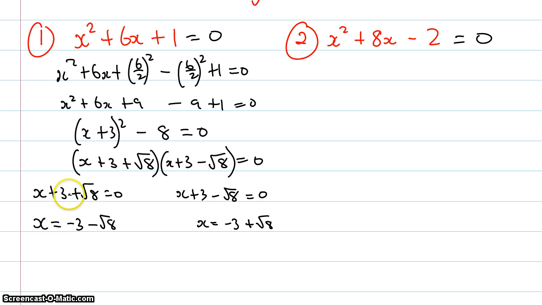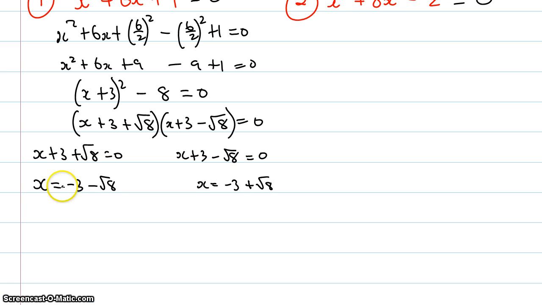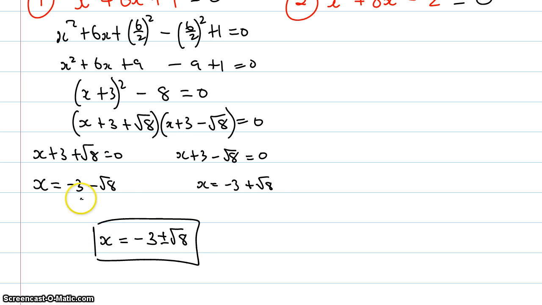As you can see, I've just moved these across to the other side so that I've got an x equals. Now, if you have a look at this, I've got x equals negative 3 minus root 8 and negative 3 plus root 8. Sometimes the textbooks write it this way, so they say negative 3 plus or minus root 8. What I've written down here is exactly the same as what I've written up here with these two. This here is actually two answers.